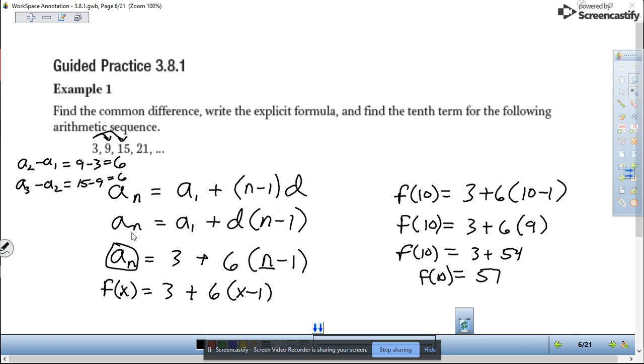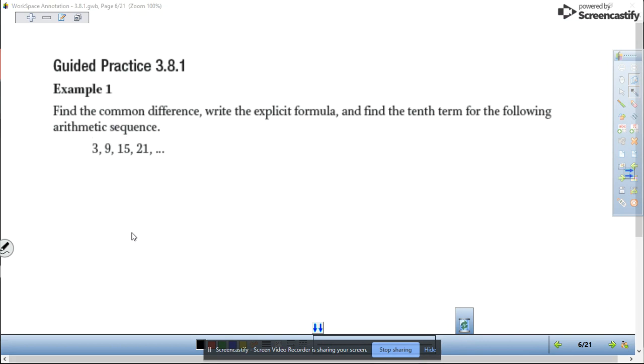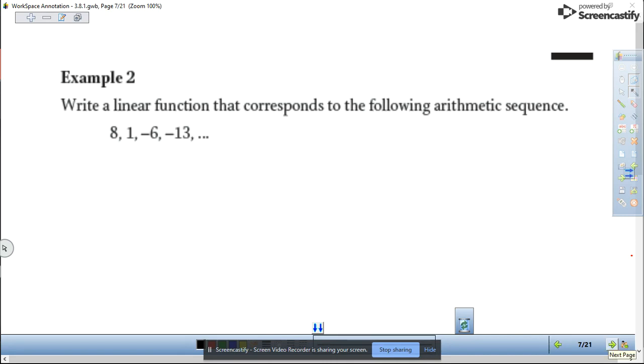All right, picking up where the last video left off, we'll quickly talk about example 2 and 3. So example 2 says, write a linear function that corresponds to the following arithmetic sequence. First thing you should notice is that this one is decreasing as we move forward. Does that change the way we do the formula?